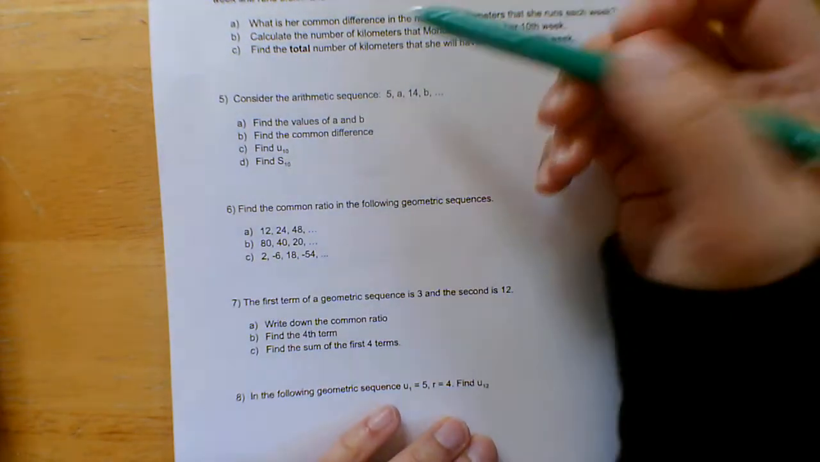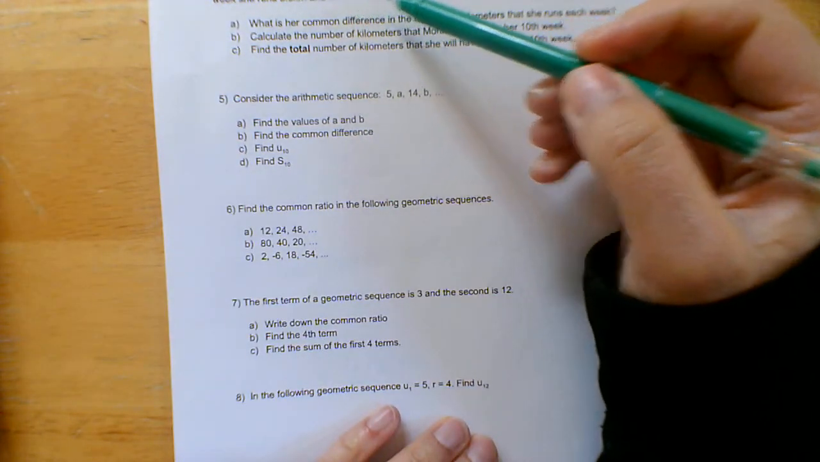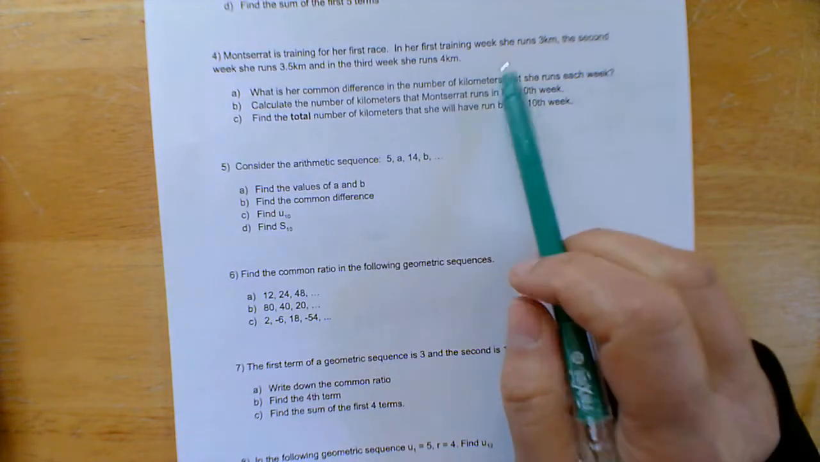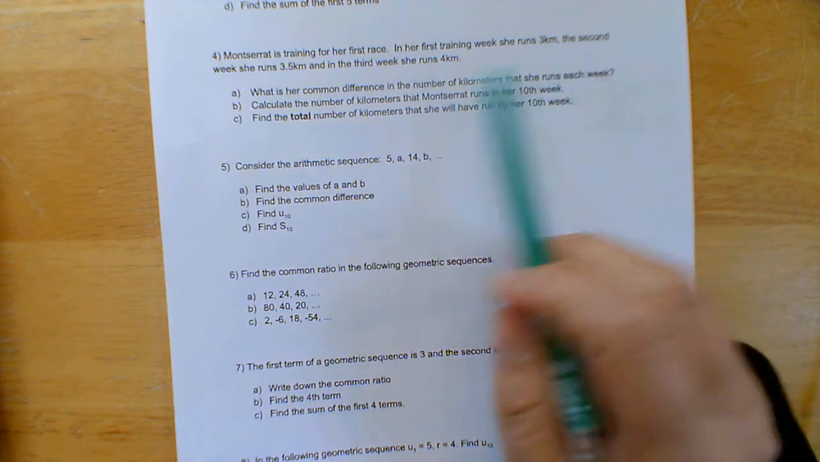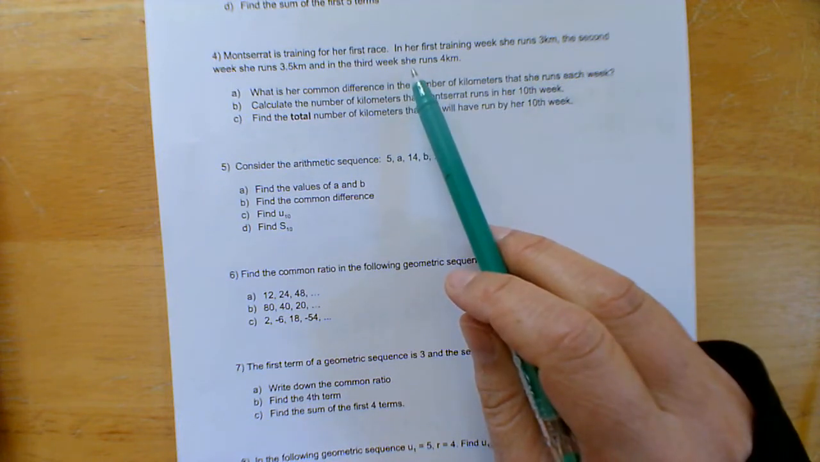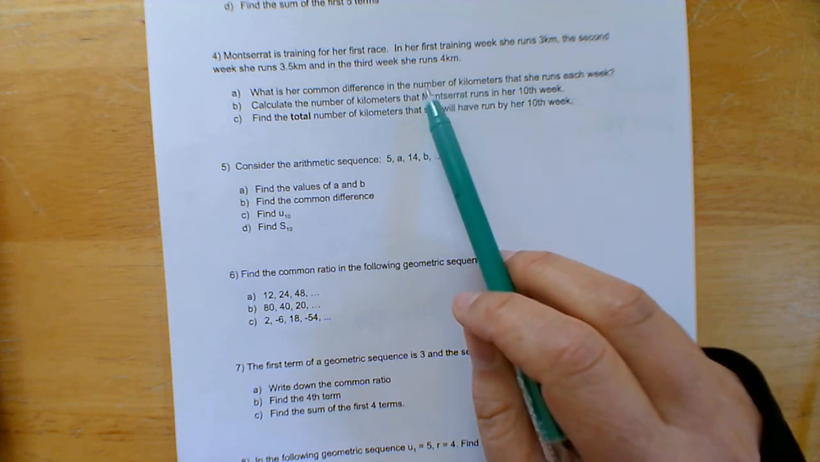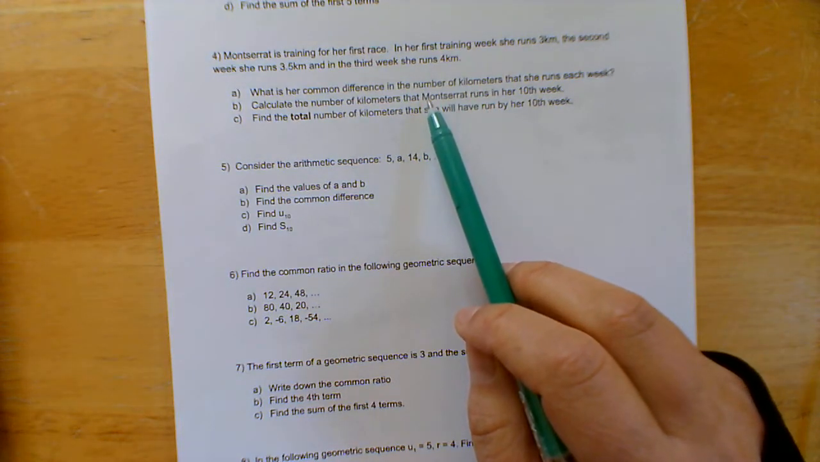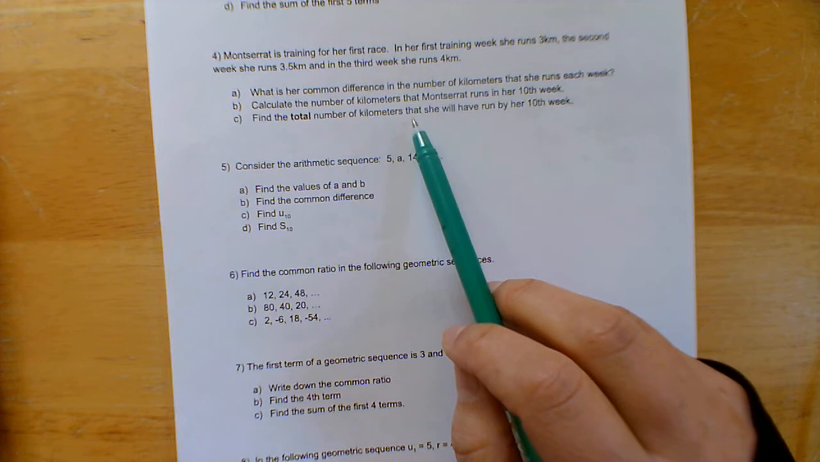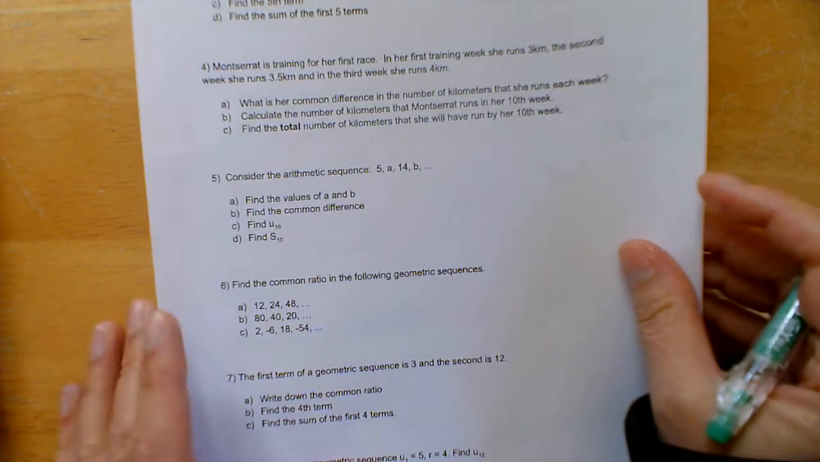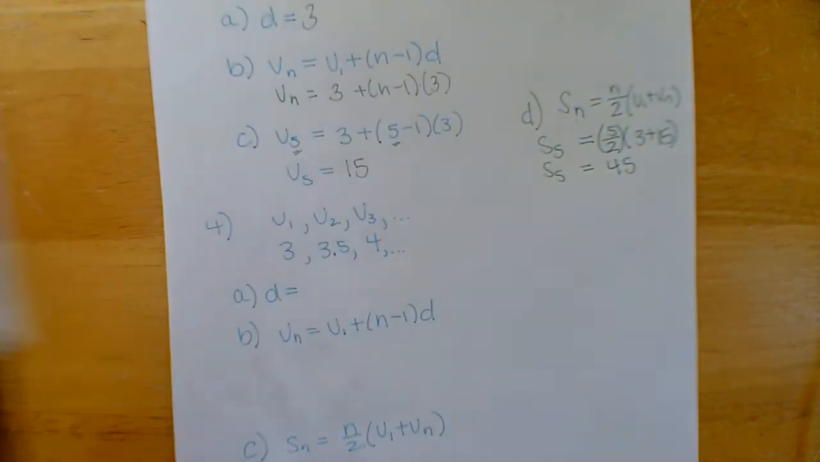Number 4, Montserrat is training for her first race. In her first training week, she runs 3 kilometers. The second week, she runs 3.5 kilometers. And the third week, she runs 4 kilometers. We have to find her common difference, the number of kilometers that she'll run the 10th week, and then the total number that she'll run by her 10th week. So let's do that.